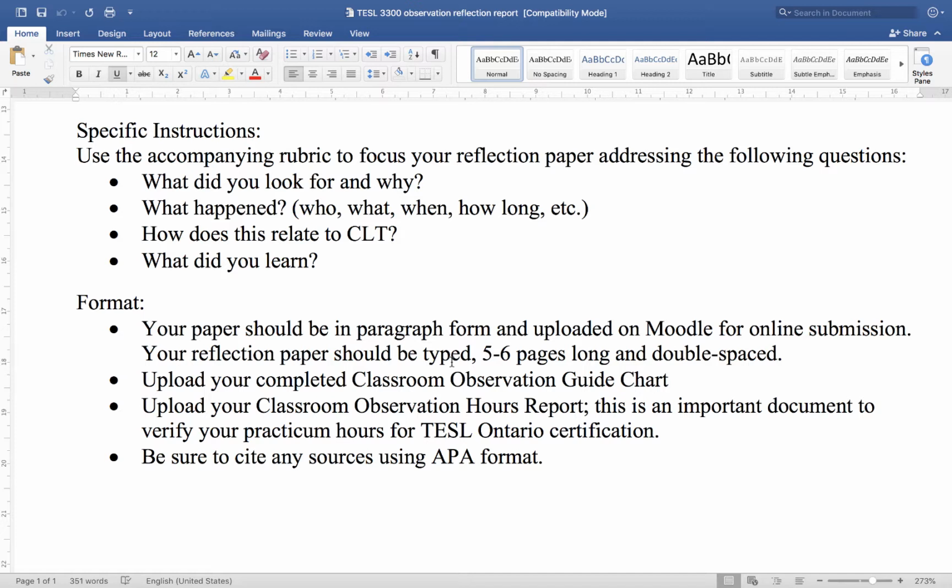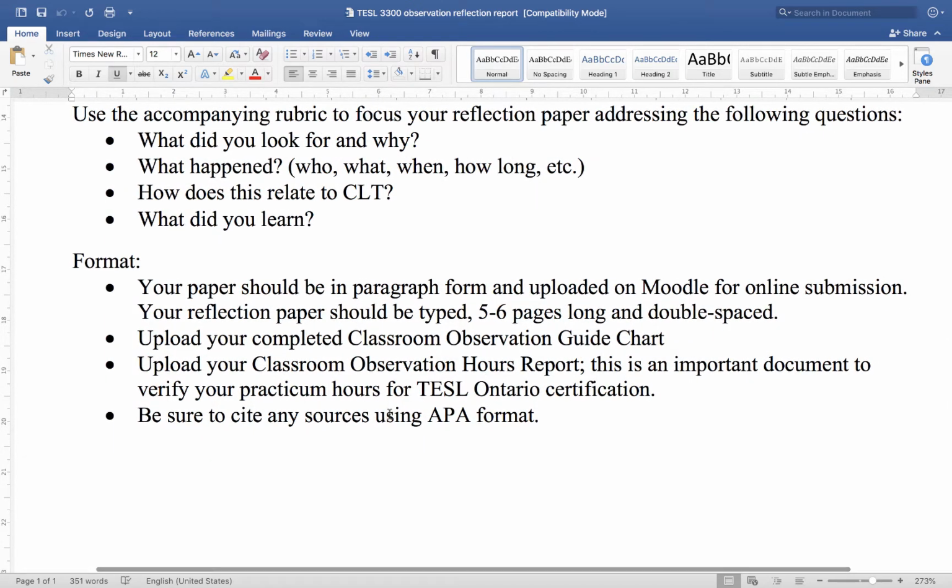You'll also need to upload your completed classroom observation guide chart. You'll also need to upload your classroom observation hours report. This is an important document to verify your practice hours for the TESL Ontario's certification. And also be sure to cite any sources using APA format. Ideally, you will have some sources. I'm expecting students to be referring to the basic principles of CLT, which are indicated in the Brown book and also in one of my previous lectures.